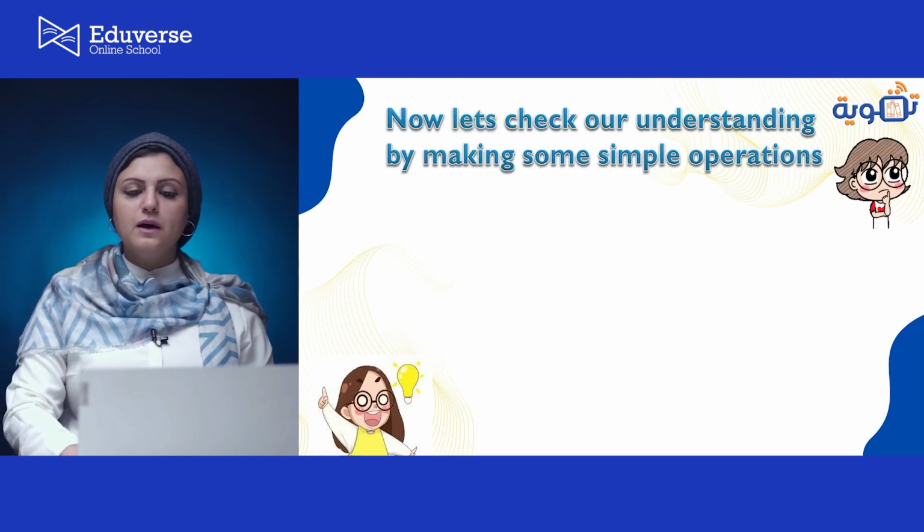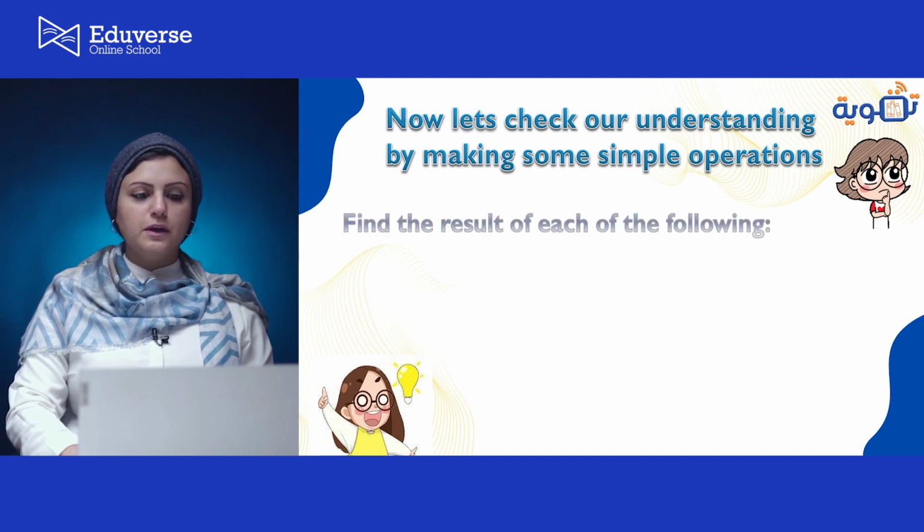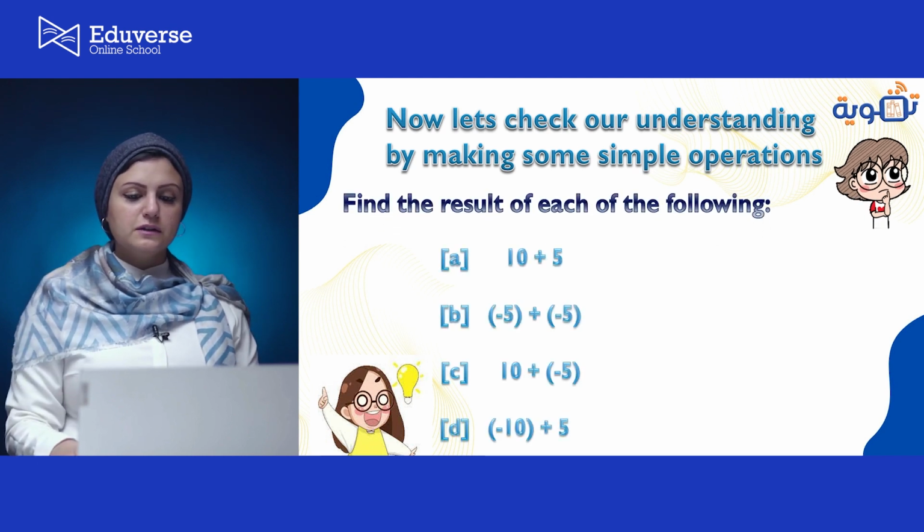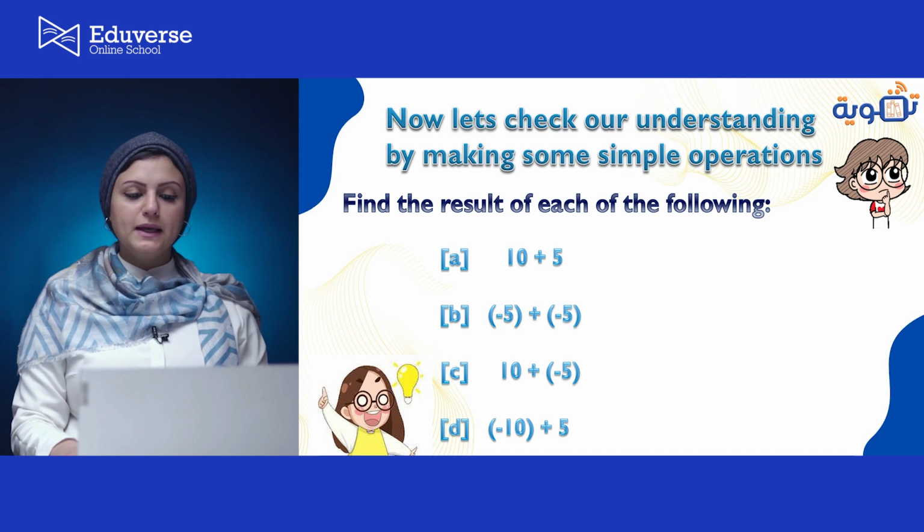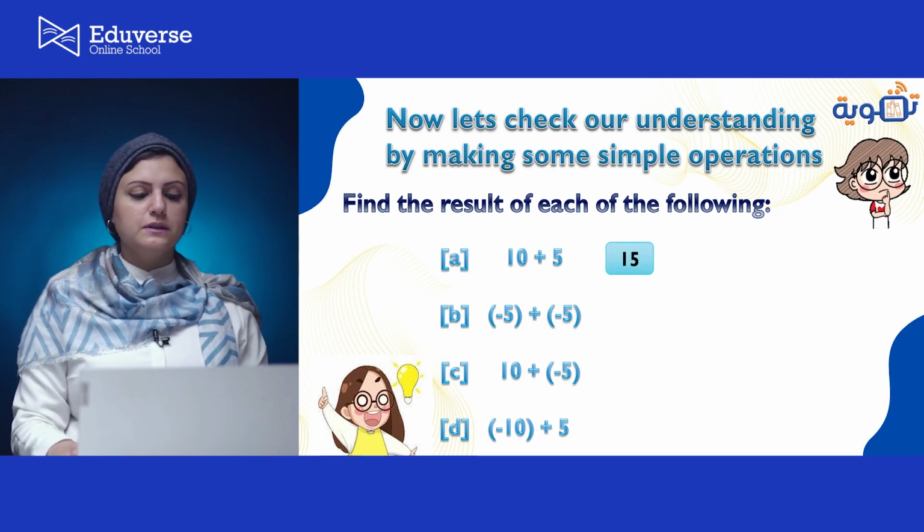Now, let's check our understanding by making some simple operations. Find the result of each of the following. Number A, 10 plus 5. Check here, both of them are positive values, which means that you are going to make addition. 10 plus 5 is equal to 15.